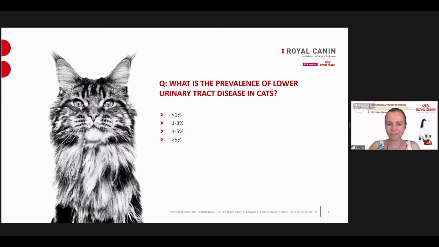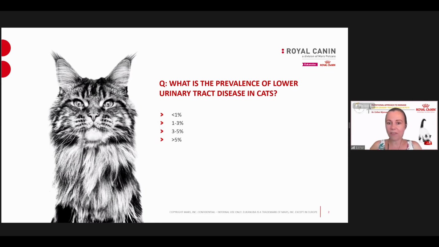Over to Esther. Yes, so you're probably thinking back, how many of these cases do I see on a daily basis? It's not visible to me what you guys are saying, but just to start talking you through the literature right now, there are quite a few studies out there that have assessed the prevalence of lower urinary tract disease in cats in primary care practice in certain locations.